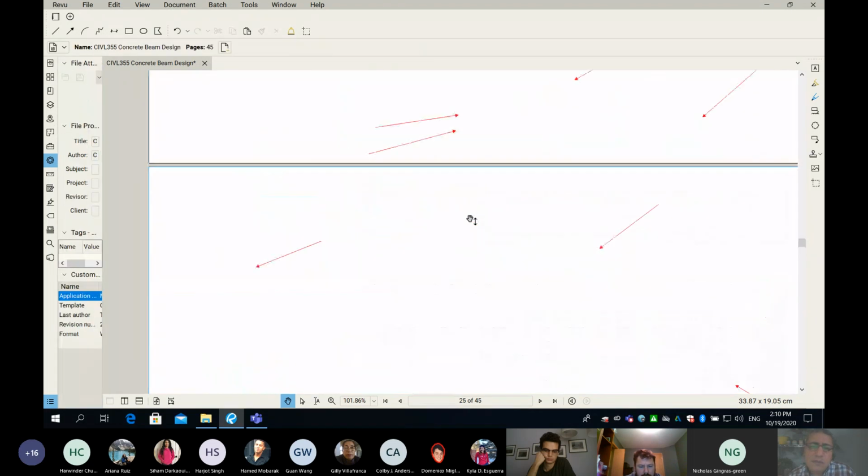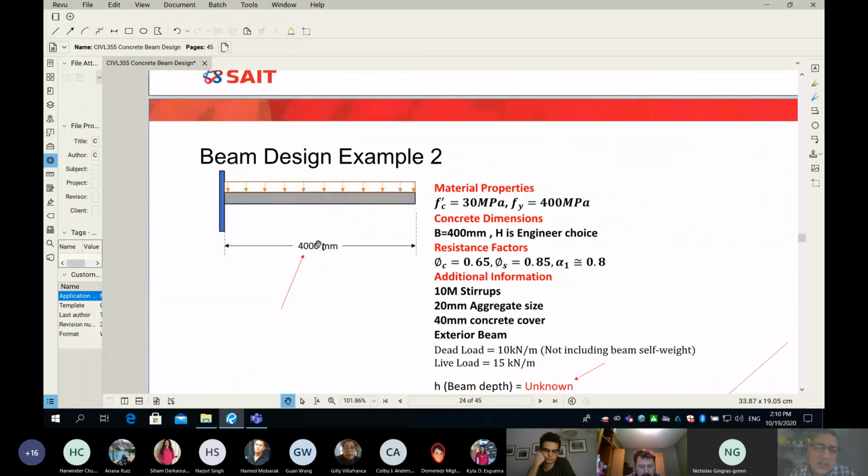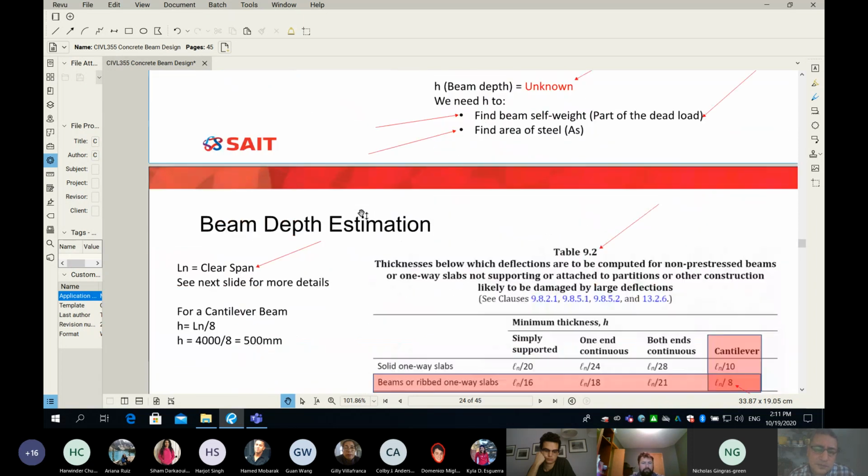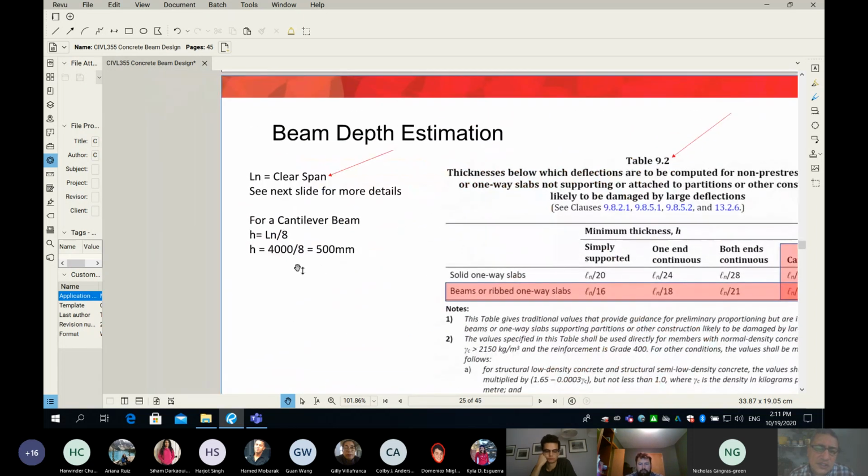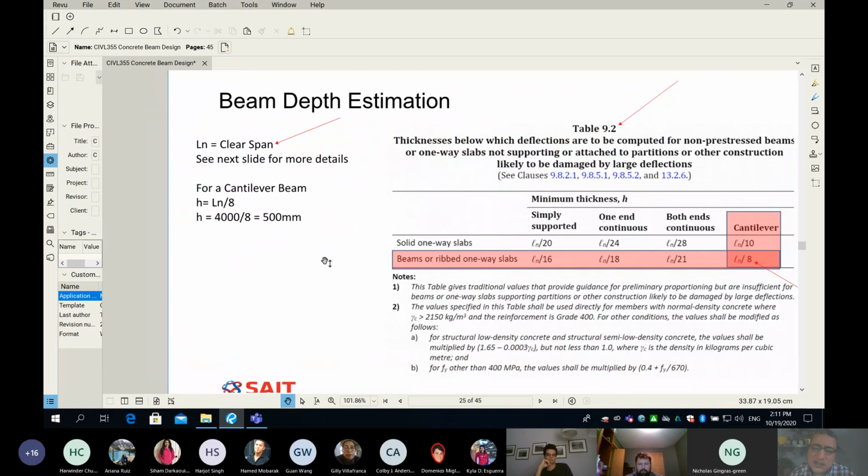In our problem here, the 4,000 is simply your clear span from the tip of the cantilever to the face of the column. That's called clear span. So what happens here, look at the table, please. I said here you must use Ln divided by 8, which means 4,000, which is the clear span, divided by 8. So you get 500 mm.